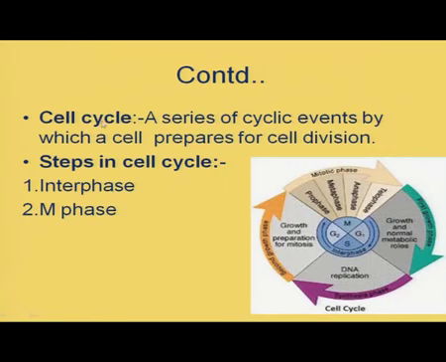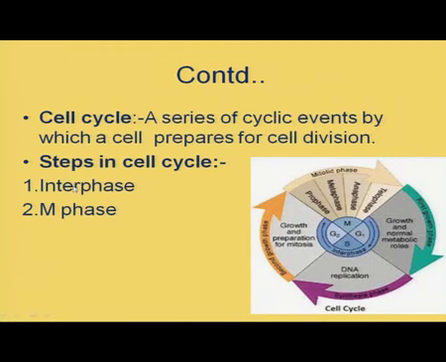Here, for the first phenomenon of division, each and every cell has to undergo the cell cycle. Cycle means cyclic events, a series of events. The series of cyclic events by which a cell prepares for cell division, and this particular series of cyclic events by which a cell prepares for cell division is known as cell cycle.